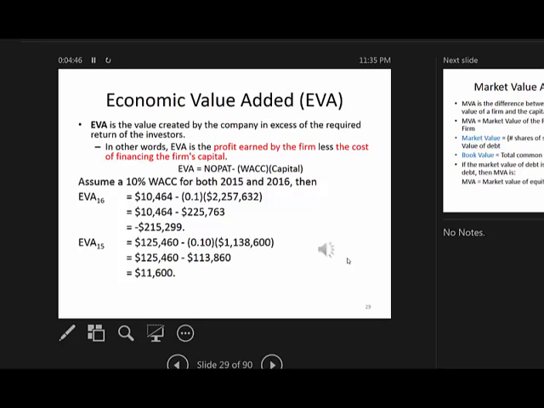So if we assume a 10% WACC, or say 10% cost of capital for both 2015 and 2016, then we can see that for 2016, the NOPAT is around 10,000, and invested capital was calculated to be 2.2 million. So the EVA for 2016 turned out to be a negative $200,000. And that number for 2015, if you do your own calculation, you should get the result that it's around $11,000.